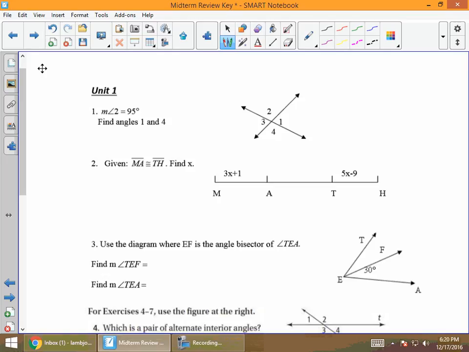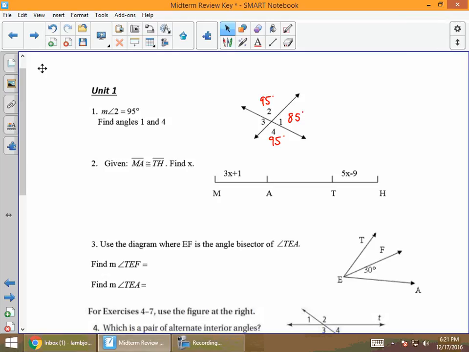Number 1 says the measure of angle 2 is 95 degrees. So this is 95 degrees. And I want to try to find angles 1 and 4. I'm going to find angle 4 first because it is a vertical angle to angle 2, so it is congruent to angle 2. So it is also 95 degrees. And angle 1 and angle 2 are a linear pair, which means they are supplementary. They add up to 180. So if I do 180 minus 95, I will get angle 1 to be 85 degrees.